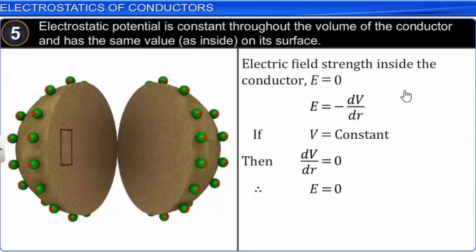This proves that the electric potential V is constant everywhere inside the volume of the conductor and has the same value as that on the surface.